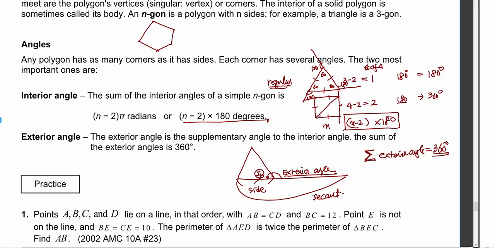A square has 4 exterior angles, each 90: 90, 90, 90, 90. Yeah, 360. The sum of the exterior angles of any polygon is always 360. This is very useful sometimes for finding the interior angle.